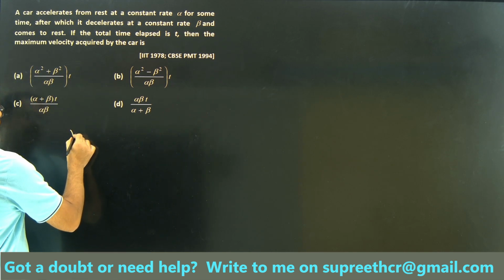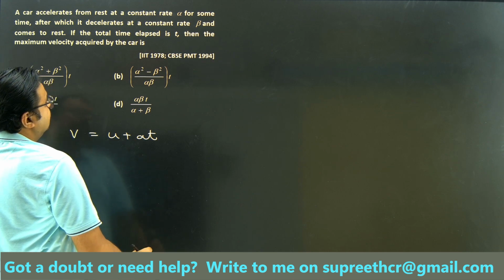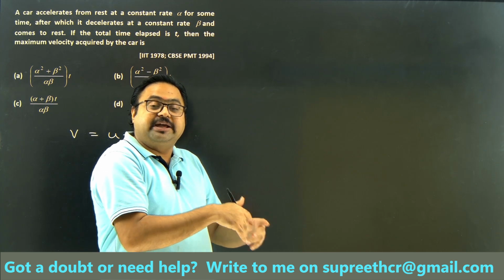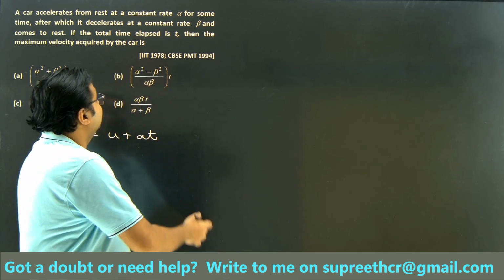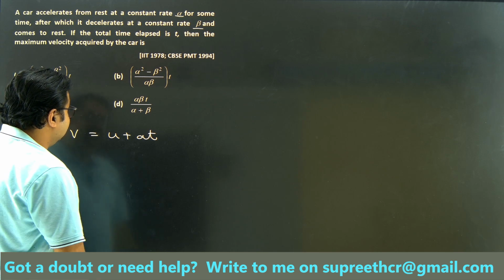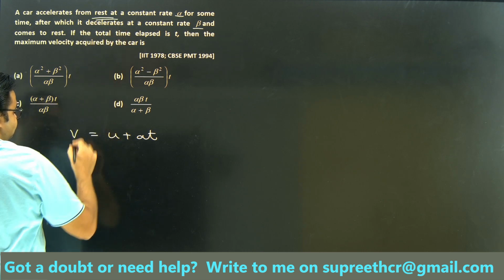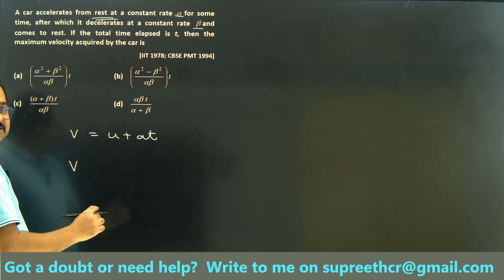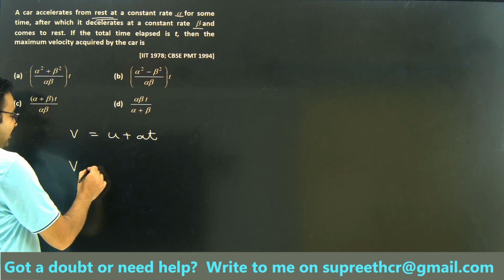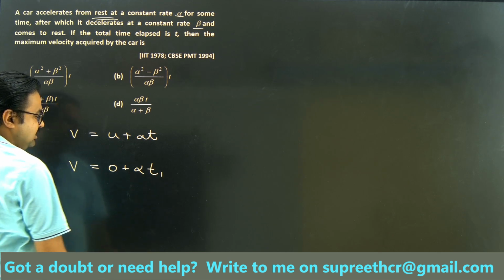Well, you know that the velocity v is equal to u plus at. Let's assume that for time t1, the body accelerates at a rate alpha, and for time t2, it decelerates at the rate beta, right? Alpha is the rate at which it accelerates, beta is the rate at which it decelerates. Using this equation, because the question says that the body starts from rest, the final velocity reached would be the maximum velocity, because after that it starts to decelerate. So v equal to 0 plus acceleration is alpha, and the time for which this happens is t1.